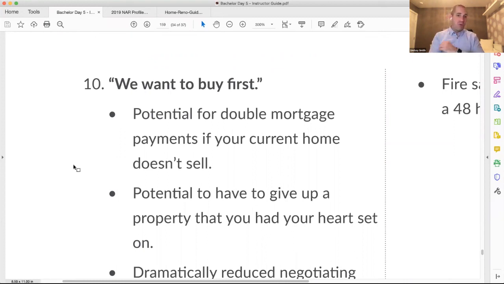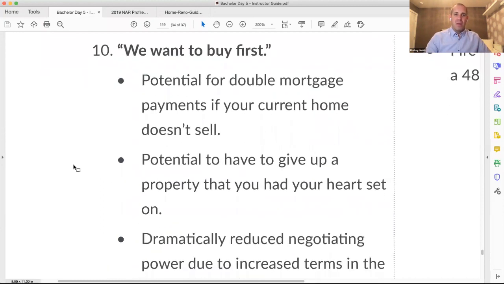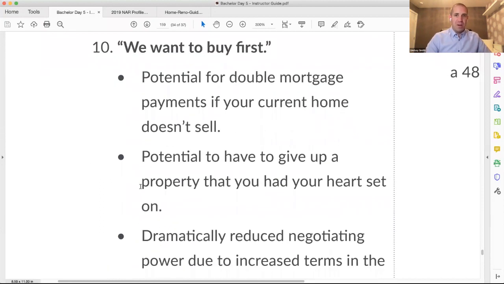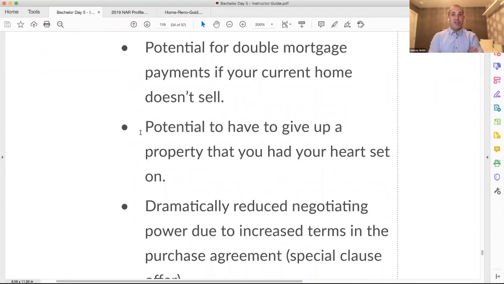Some people carry both properties fine. Again, this will be related to their position. But most people don't want double mortgage payments. They will have potential to give up a property that they've had their heart set on, i.e.